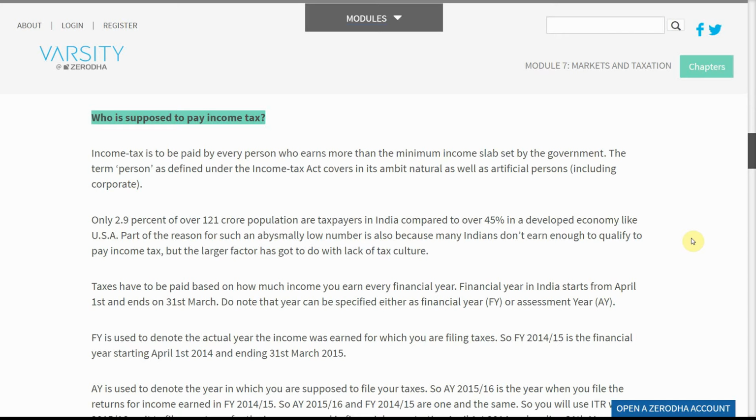AY is used to denote the year in which you are supposed to file your taxes. So AY 2015-16 is the year when you file the returns for income earned in FY 2014-15. So AY 2015-16 and FY 2014-15 are one and the same. So you will use an ITR with AY 2015-16 on it to file your taxes for the income earned in the financial year starting April 1st, 2014 and ending 31st March 2015.